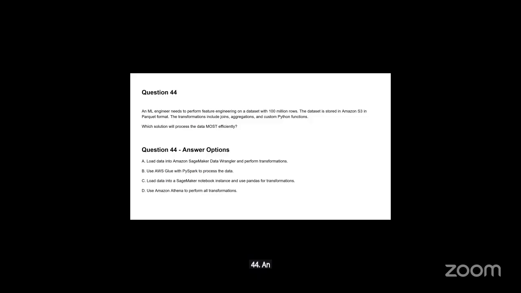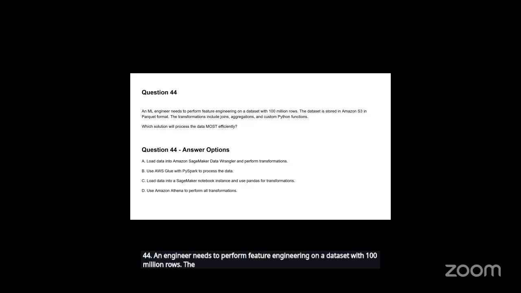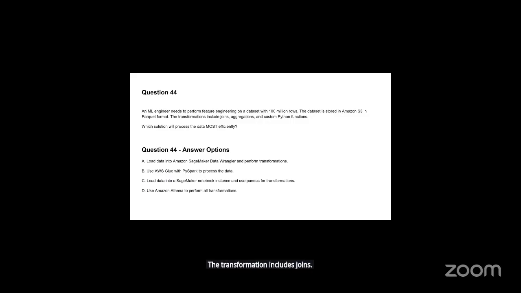44. An engineer needs to perform feature engineering on a data set with 100 million rows. The data set is stored in S3 in Parquet format. The transformation includes joins, aggregations, and custom Python functions. Which solution will process the data most efficiently?